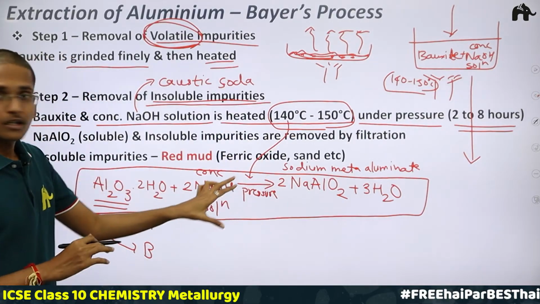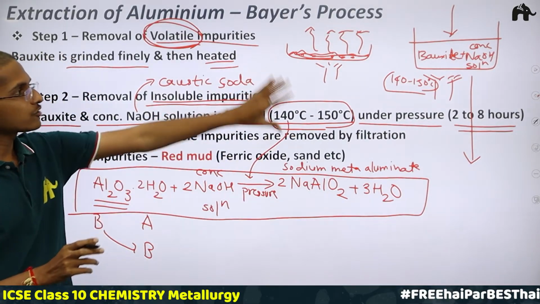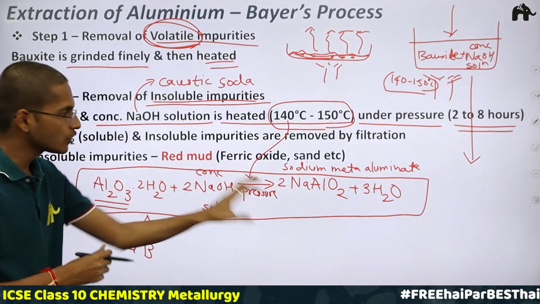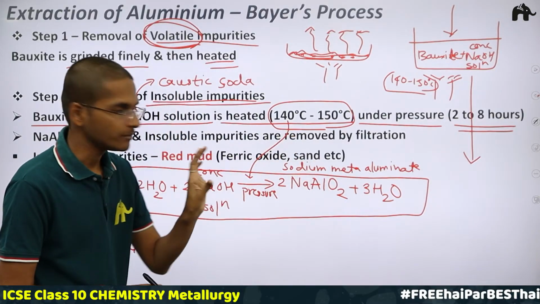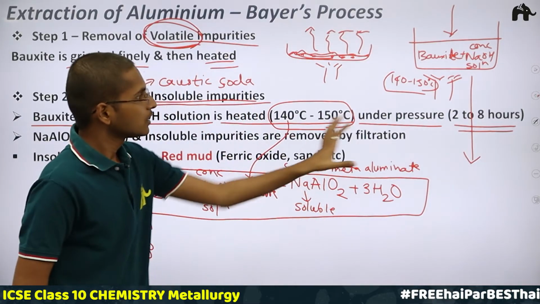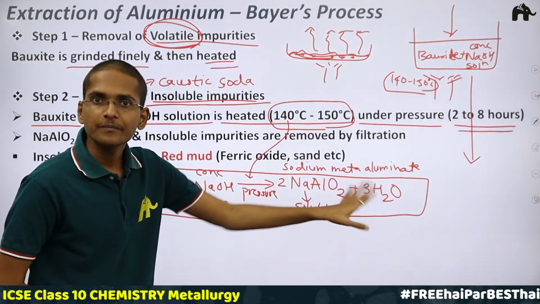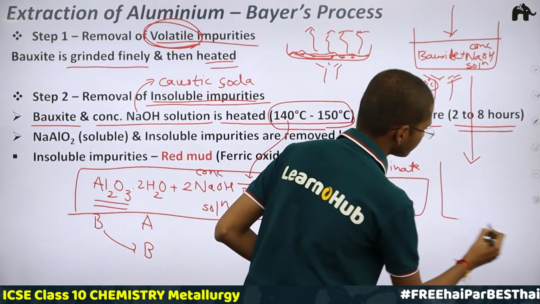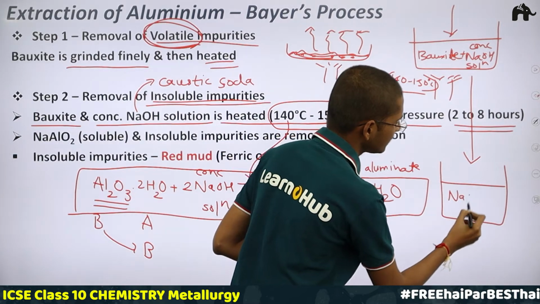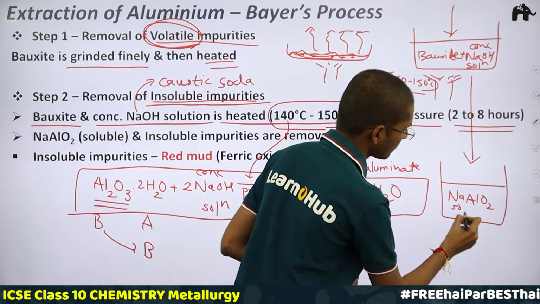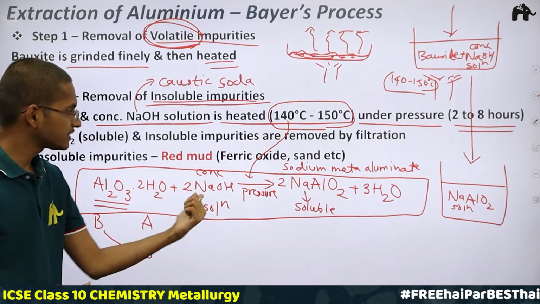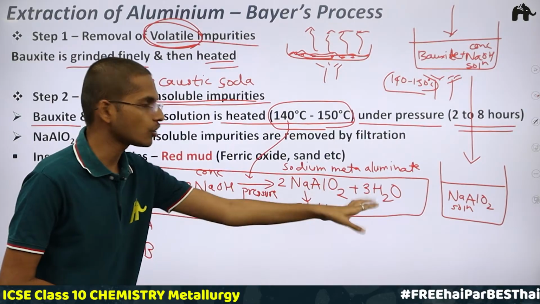Now moving ahead, why did we study this reaction? In order to understand what is actually going to happen. After adding concentrated NaOH solution to bauxite, sodium aluminate would be formed, and this sodium aluminate is a soluble salt. So it would get solubilized in this water, and what we would get is this NaAlO2 solution. Our alumina is reacting with NaOH, and it is forming a soluble salt and water.